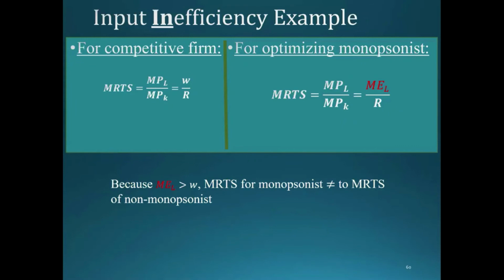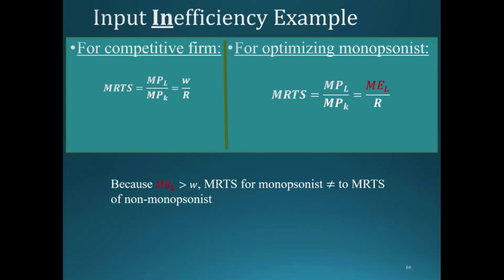So when won't input efficiency hold? Well, it won't hold if one of the firms is a monopsonist and the other is a firm in a competitive market. All the competitive firms are going to set the marginal rate of technical substitution equal to the ratio of prices, because they're all just taking the input prices as given. So there's some going wage or some price of capital. They're all going to set their marginal rate of technical substitution equal to the ratio of input prices.